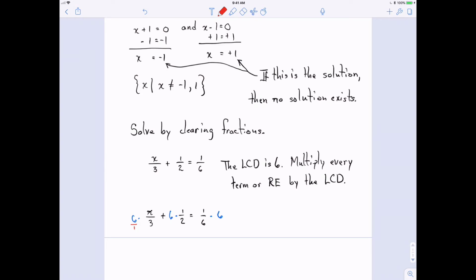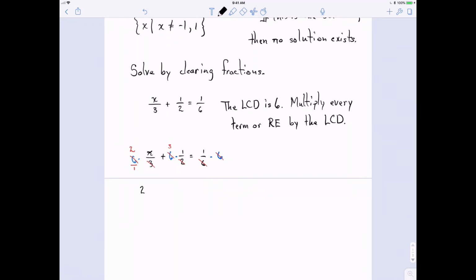But when you multiply 6 and the 3, they have a common factor of 3, and the 6 gets reduced to a 2. Here, when you multiply 6 times 1/2, the 2's cancel, and we're left with 3. And here, 6 times 1/6, well, everything cancels, and we'll be left with 1. So now, look at what happened. Now the problem is 2x plus 3 equals 1. And now the problem has no fractions and is much easier to solve. And so you can solve this by subtracting 3.